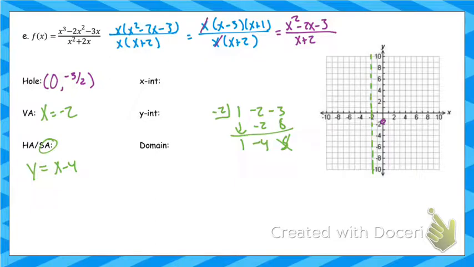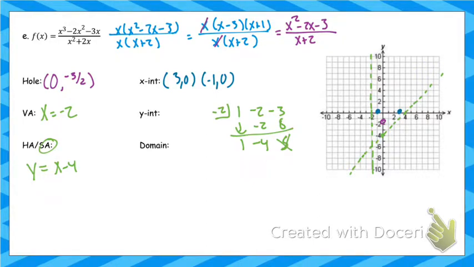All right, let's do our x-intercepts. Set the top equal to, well, let me go ahead and graph that first. So x minus 4, y-intercept negative 4. And there's my slant asymptote. All right, x-intercept, set the top equal to 0. There are two x-intercepts, (3, 0) and (-1, 0). So I'm going to go ahead and plot both of those.